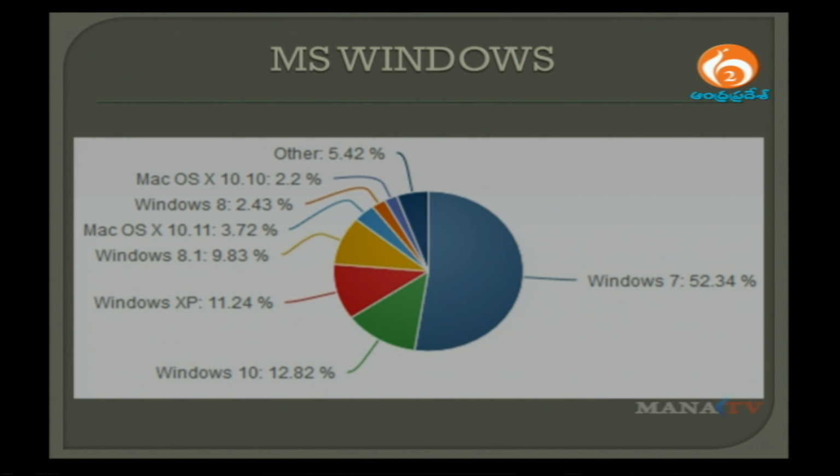So this is a graph of how much of the market is being hit by MS Windows. You can see almost half of the entire graph is covered by Windows 7, and we have Windows 10, which is also highly used. Then we have Windows 8, which is also used in the market, and then we have Mac, which has been hitting the market too.